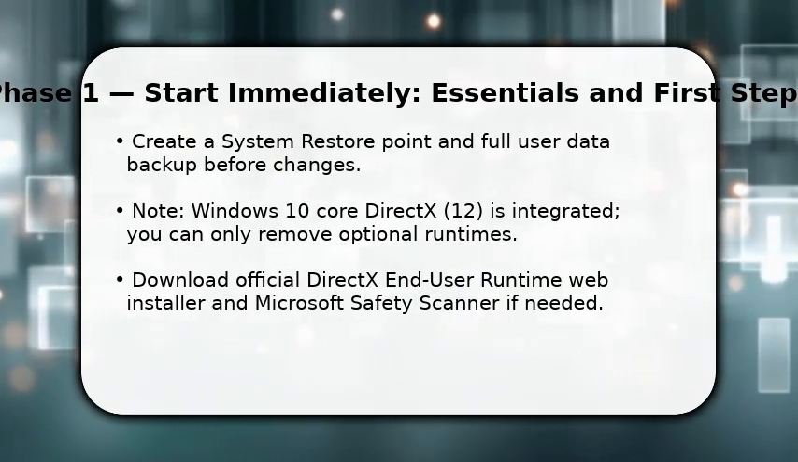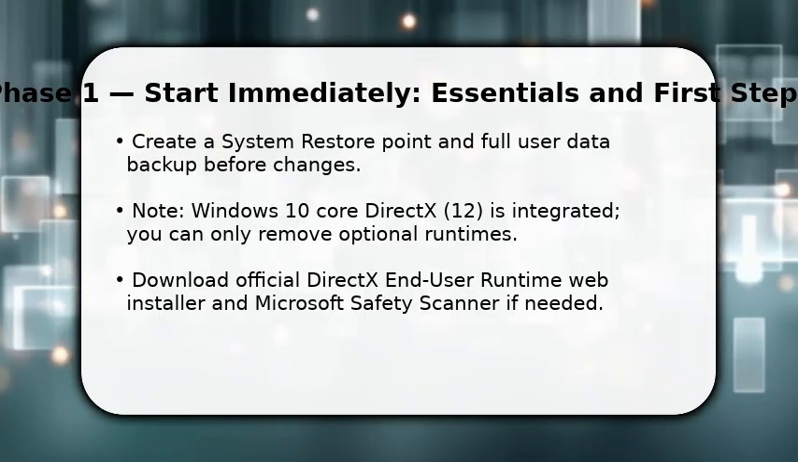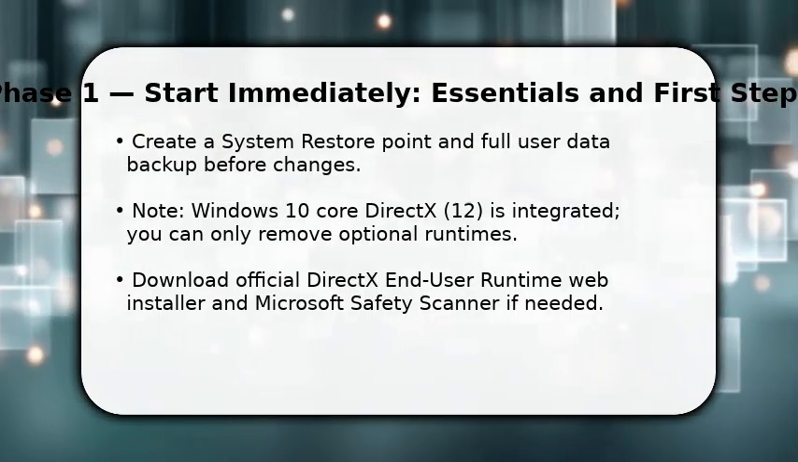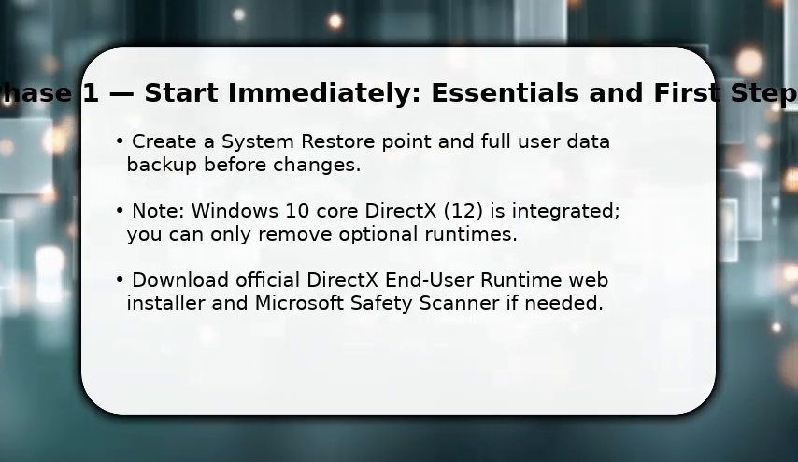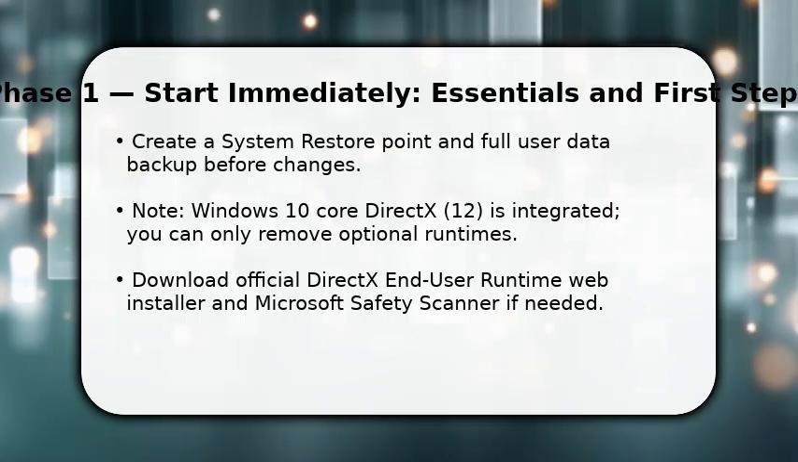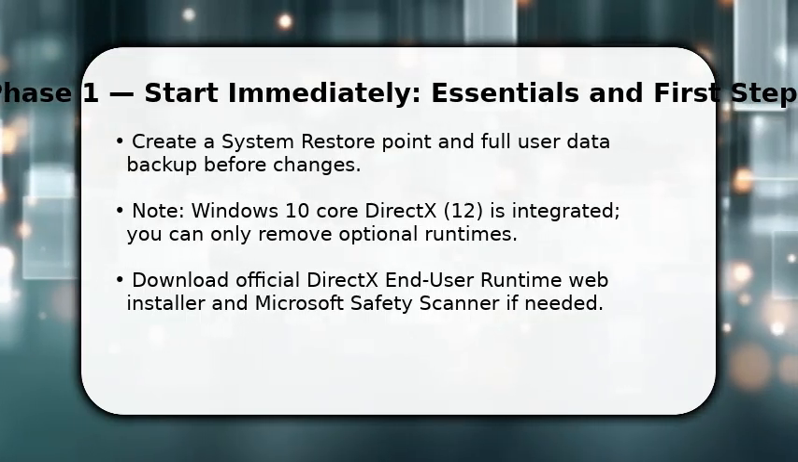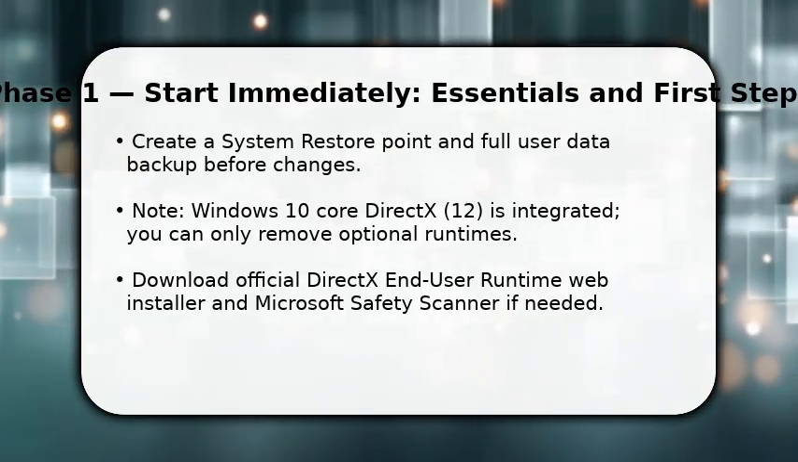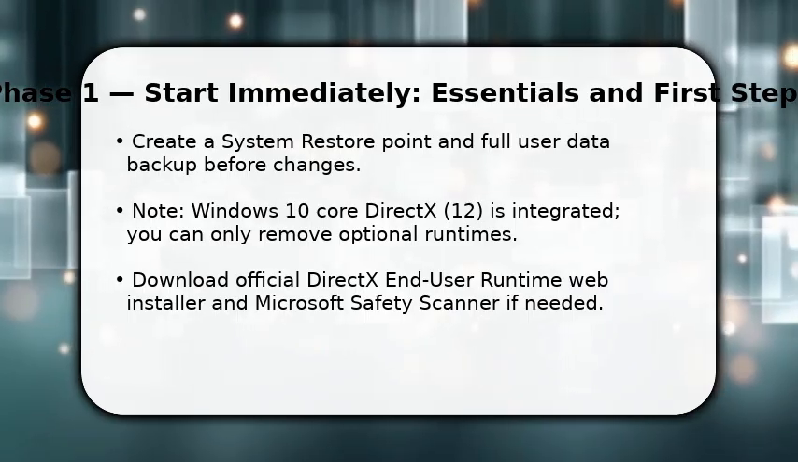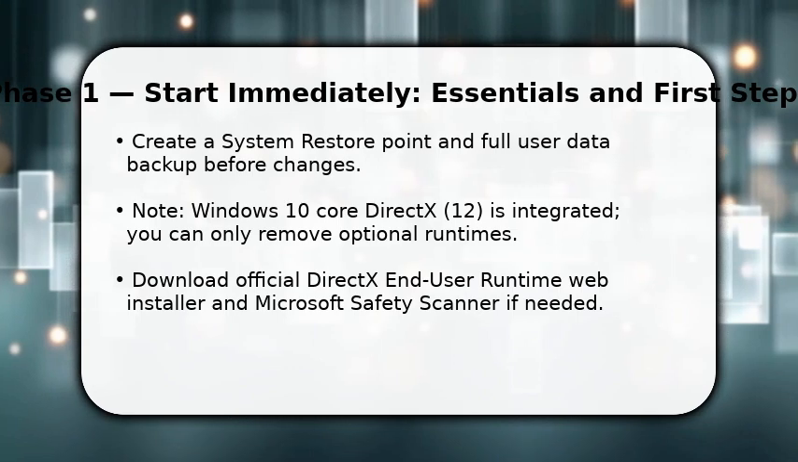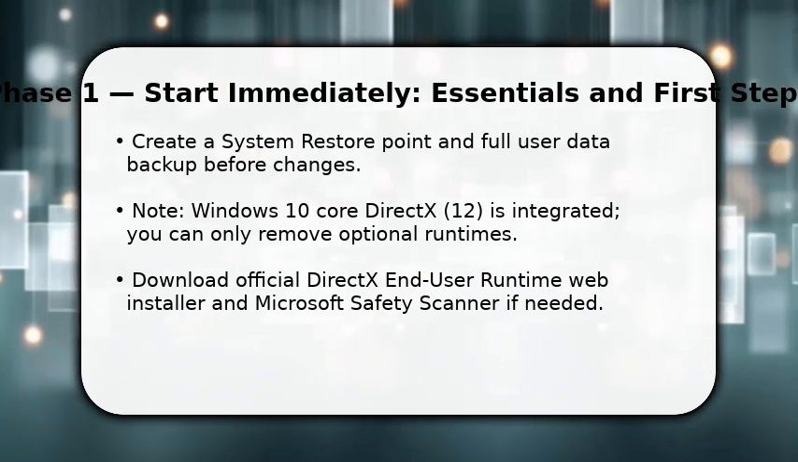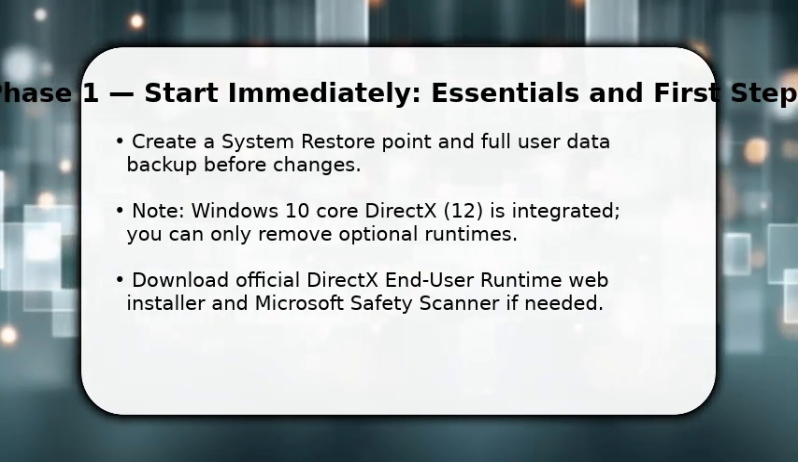Windows 10 embeds DirectX 12 into the OS kernel, so you cannot remove it without breaking Windows. What you can safely remove are optional legacy runtimes and redistributables. Make sure to close all games and apps, then open Control Panel, right arrow Programs and Features to identify installed DirectX redistributables. This gives you the exact items to uninstall first.